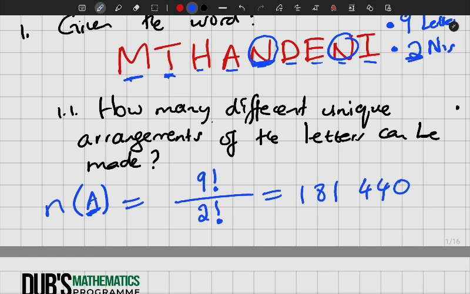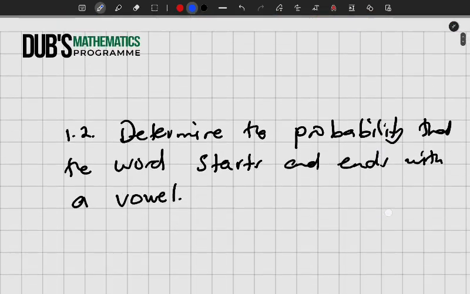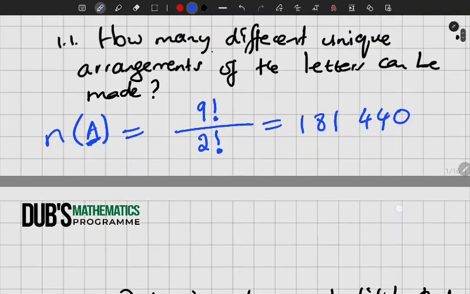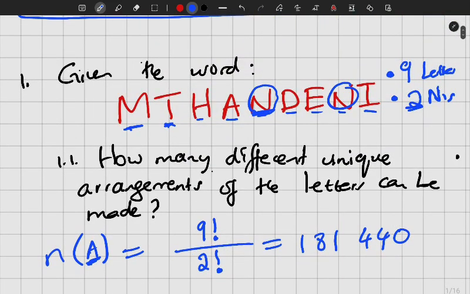This should give you some thoughts about Lotto, because even there we have a similar thing, but you're going to see that maybe if we do such questions. Now, question number 2, saying determine the probability that the word starts and ends with a vowel. Okay, so it must start with a vowel and end with a vowel.